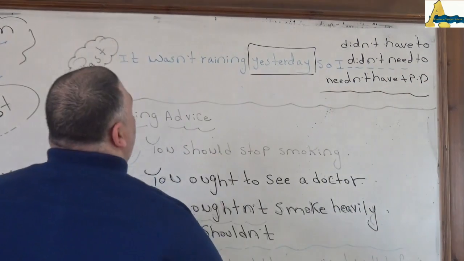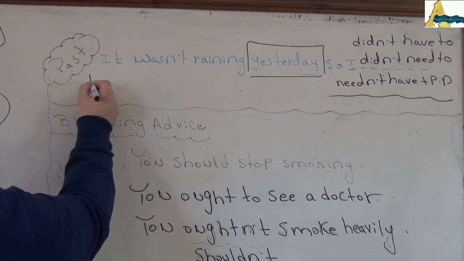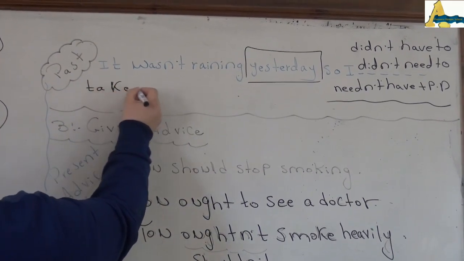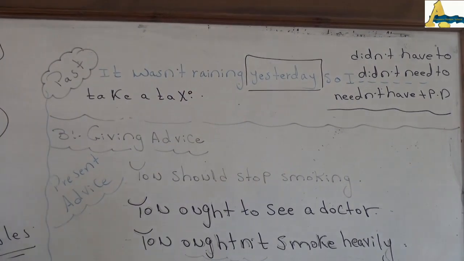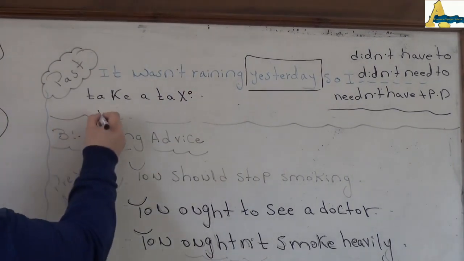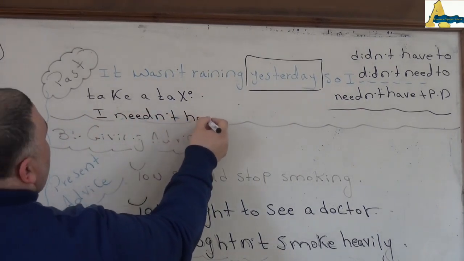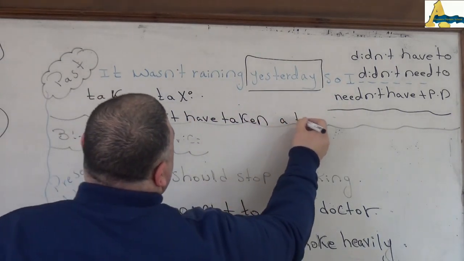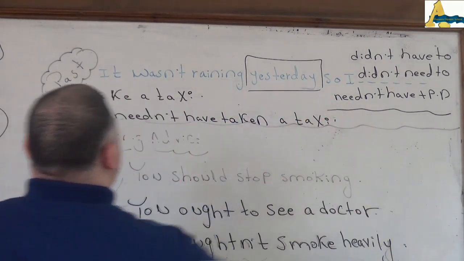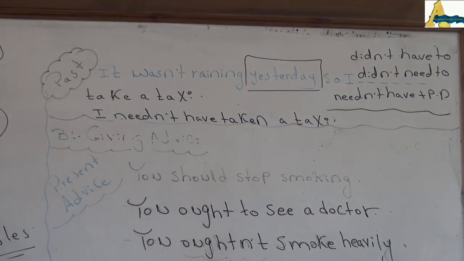So in that case, I'm going to say it was not raining yesterday, so I didn't have to take a taxi, or I didn't need to take a taxi, or I needn't have taken a taxi, right? So it wasn't raining yesterday, so I didn't have to take a taxi. I didn't need to take a taxi. I needn't have taken a taxi.